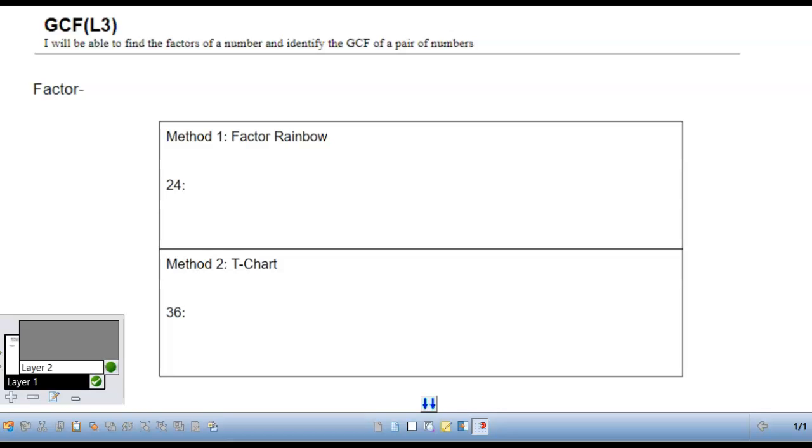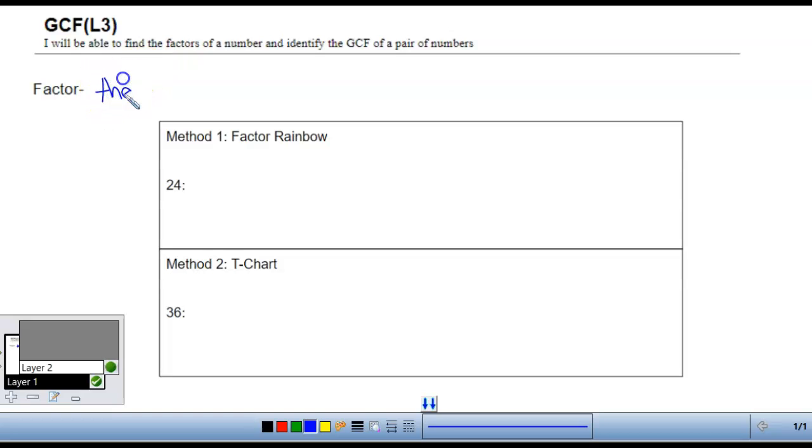Hello class, we're going to go ahead and take a look at lesson 3, GCF. We'll be able to find the factors of a number and identify the GCF of a pair of numbers. I'll go over what GCF means in just a little bit. To start off, factors.